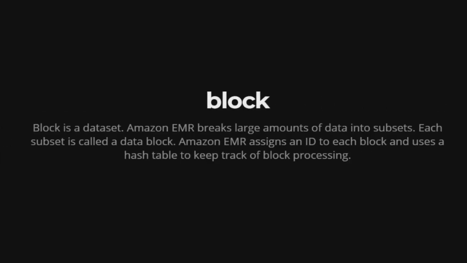Block. Block is a data set. Amazon EMR breaks large amounts of data into subsets. Each subset is called a data block. Amazon EMR assigns an ID to each block and uses a hash table to keep track of block processing.